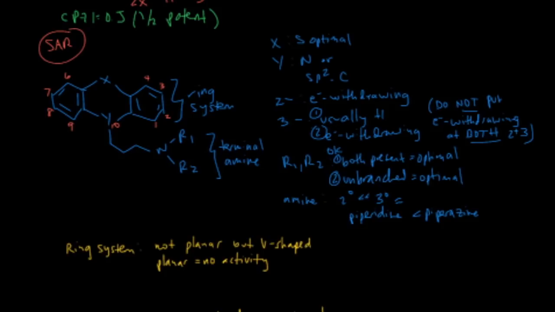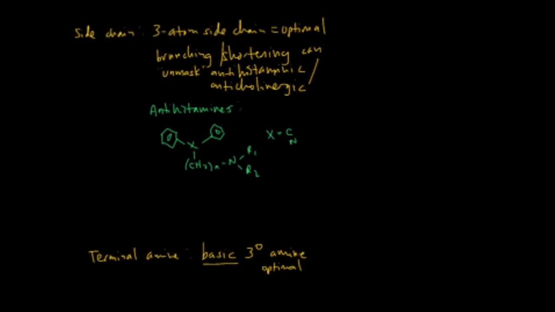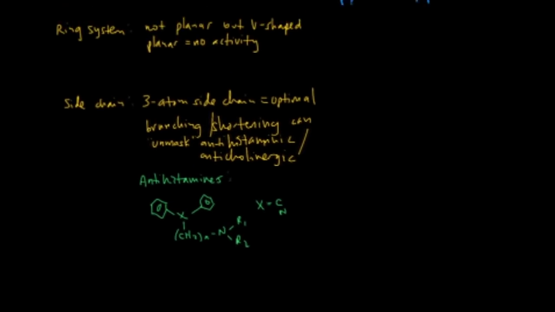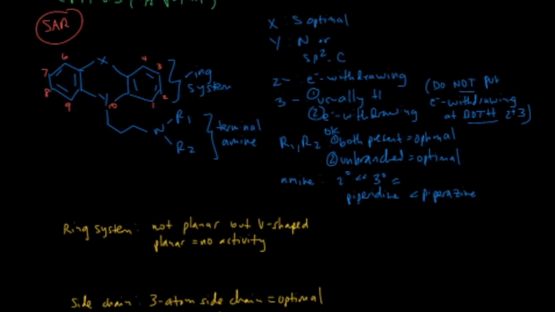Let's see. So the SAR depends on 3 parts. I highlighted it in yellow for you. Your ring system, your side chain, and your terminal amine. So those are your 3 basic parts of your SAR of your phenothiazines. So I'll go over each one separately. Actually, I'll go over everything on the right first, and then I'll go over everything in the bottom. The rings, everything yellow, since the right one's more easily explainable.